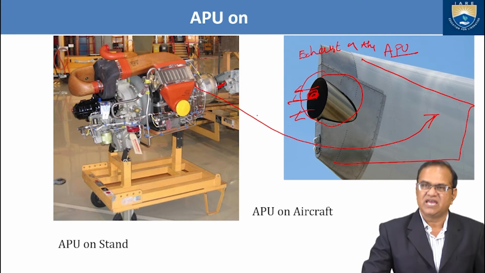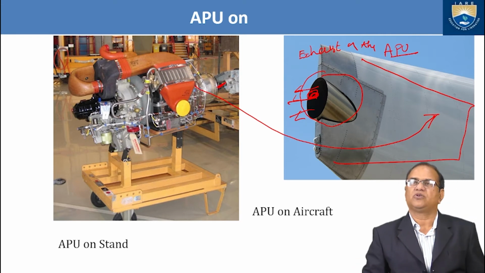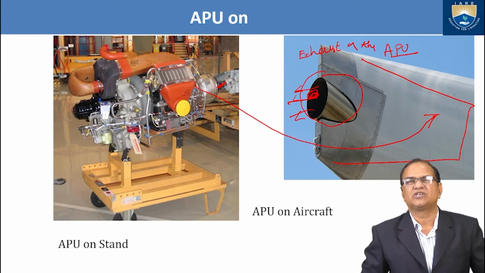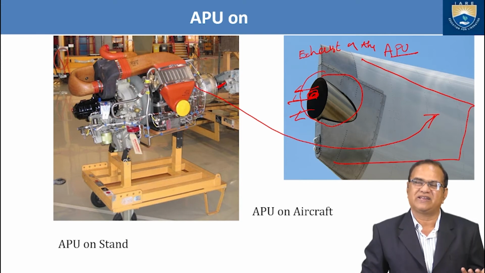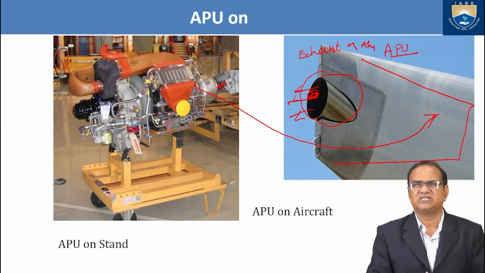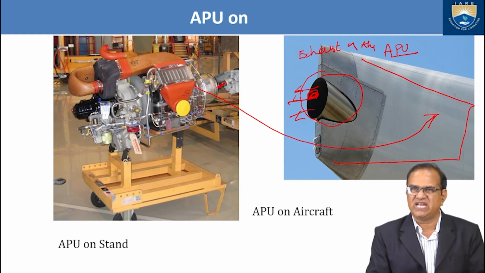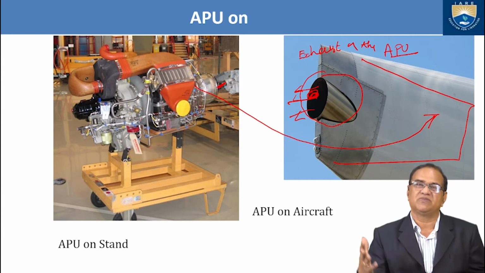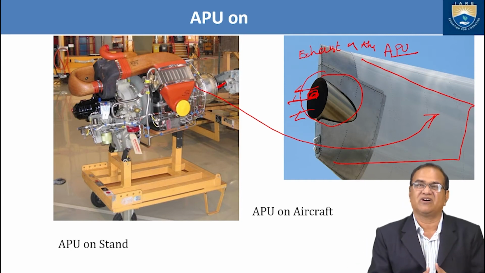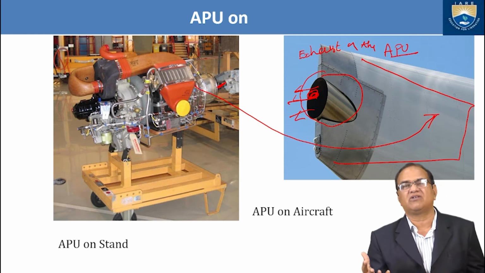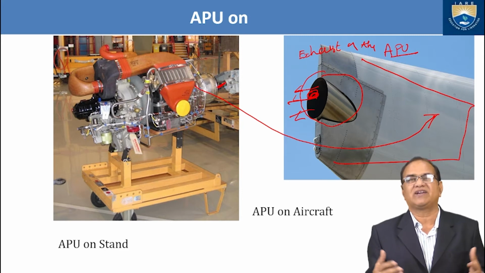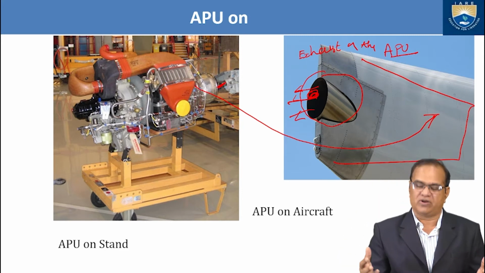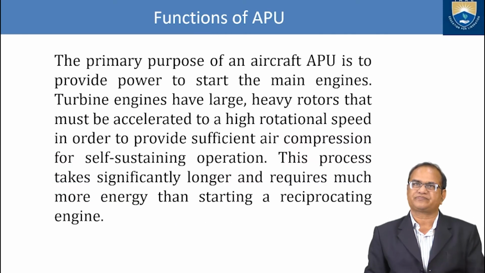So like this, APUs are used on aircraft, and it is shown here for your clarity how big it is. It is not a very big engine, a very small engine, maybe 150 kg of weight. And the main engine, if you see, will go to 500 or 600 or 800 kg of weight. But APUs are very small compared to the main engine. So we will not start the main engine. We will try to use the APU for this type of activity.